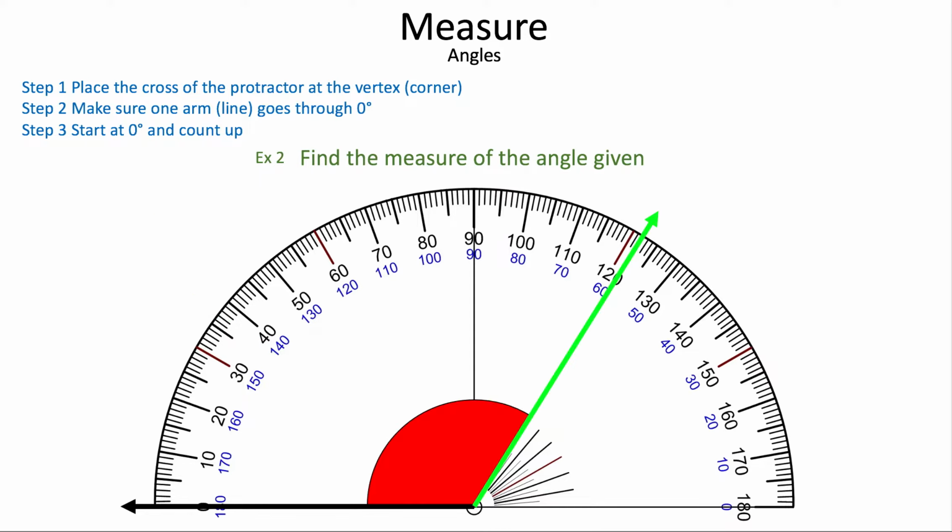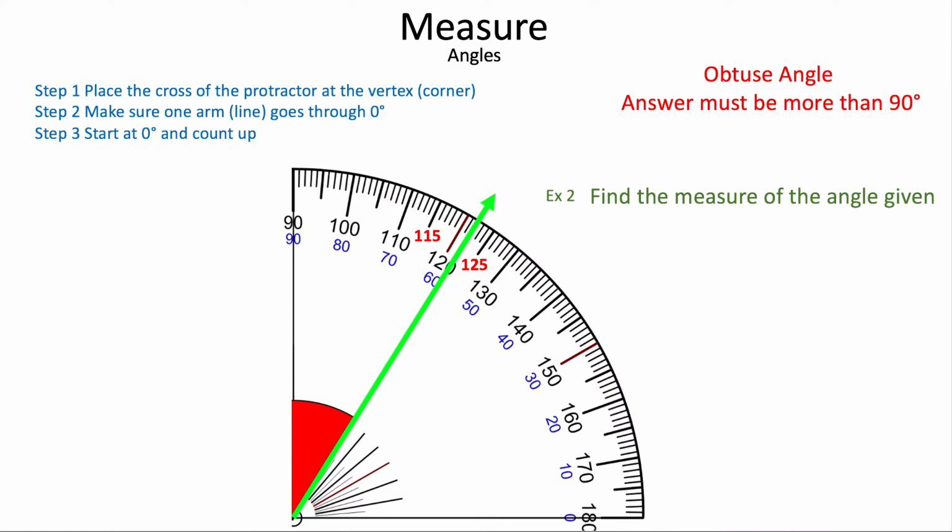Now let's take a look at another one. In this case, we're looking at an obtuse angle, so the answer must be more than 90 degrees. So let's zoom in and focus just on where the end of the second arm of the angle is, and I've added 115 and 125 to make it easier to count.